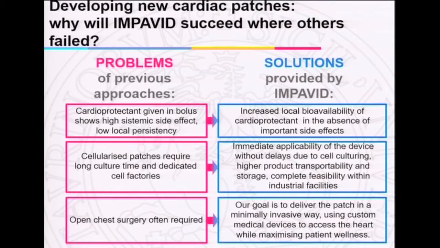Second, because the cellularized patches require very long culture time and dedicated cell factories, and we don't have time in the acute phase of an MI. While with IMPAVIT, we should have an immediate applicability of the device without delays due to cell culturing, and also with a higher product transportability and storage and a complete feasibility within industrial facilities. And third, open chest surgery is often required for previous approaches, while our goal is to deliver the patch in a minimally invasive way.